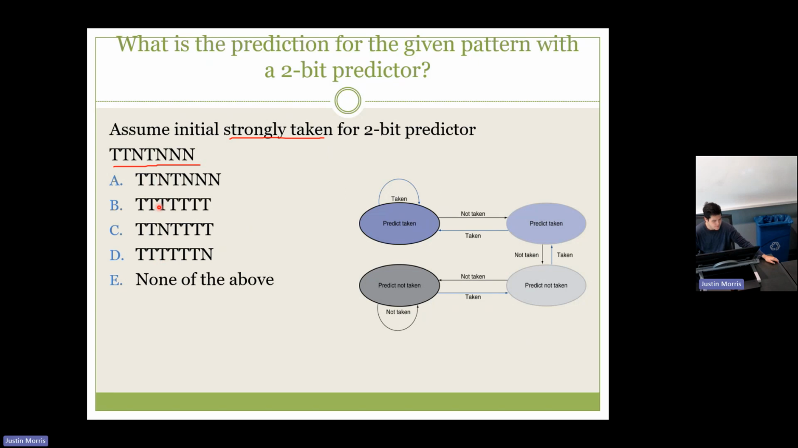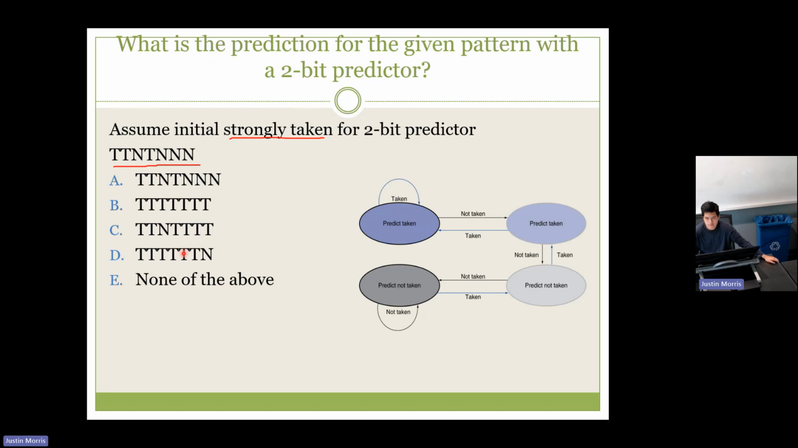So we no longer like A or C, right? And my result was not taken. So I was wrong, right? So my new state is weakly taken. So I still predict taken. So we still like B or D. And our result was correct. So we move from weakly taken to strongly taken. And predict taken.